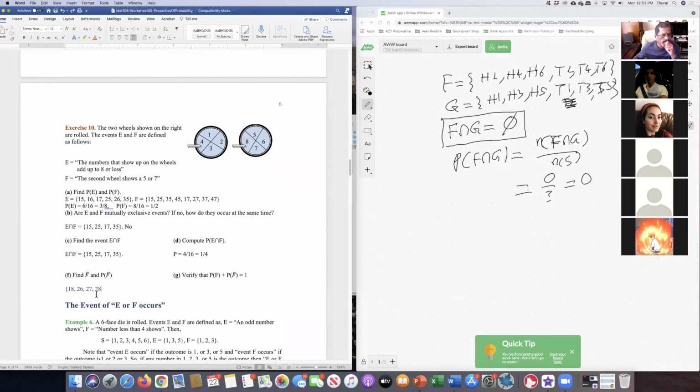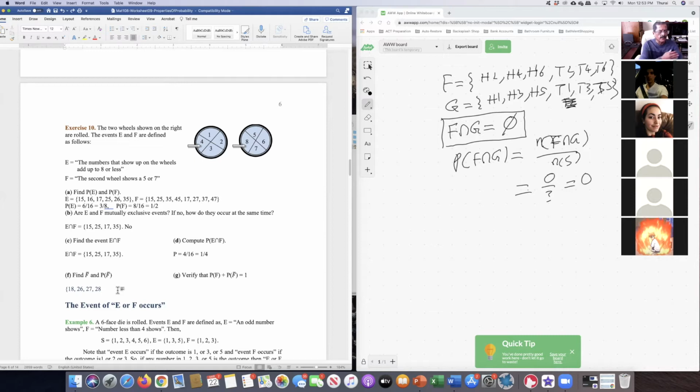Wouldn't F complement be what's inside of E, but not in F? Because we didn't find the sample space. The sample space is clear. It's the pairs: if you start with 1 in the first wheel, then 1, 5, 1, 6, 1, 7, 1, 8, and then 2 in the first wheel will combine with all the numbers: 2, 5, 2, 6, 2, 7, 2, 8, and so on. So we don't have to write it down. We can tell what it is.